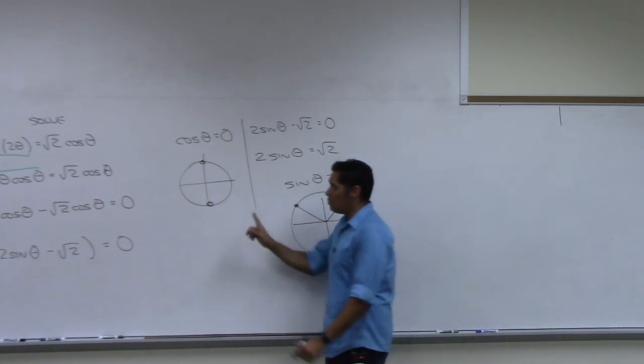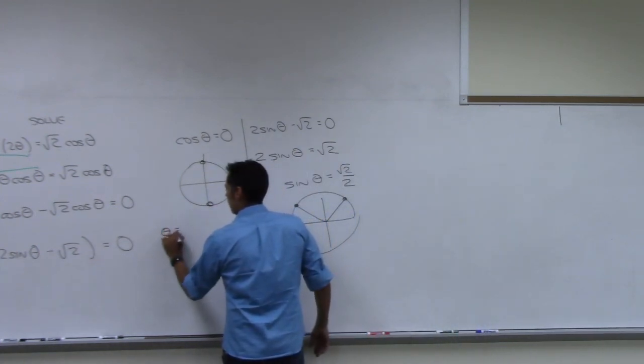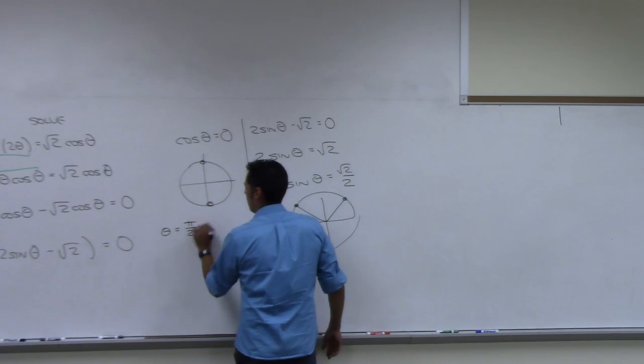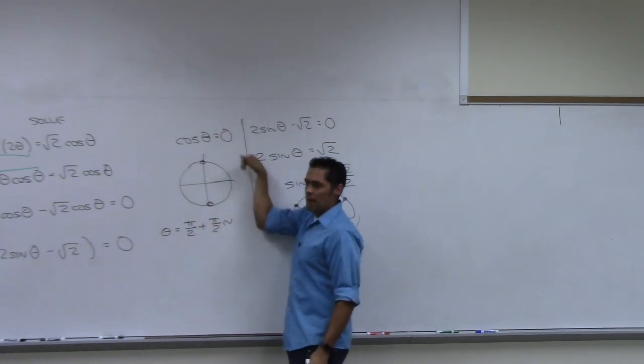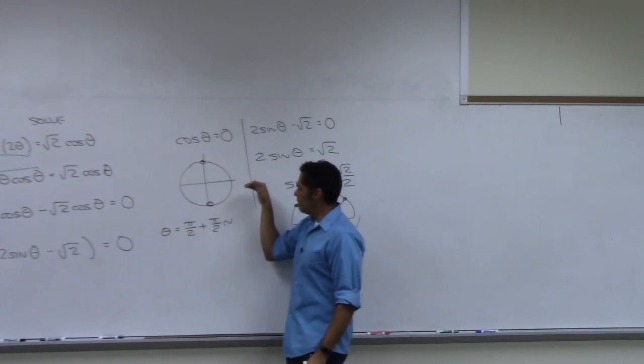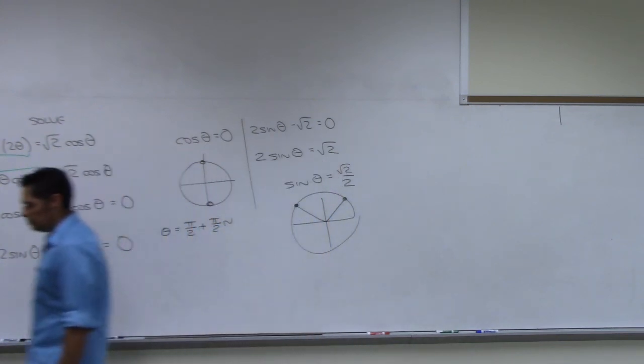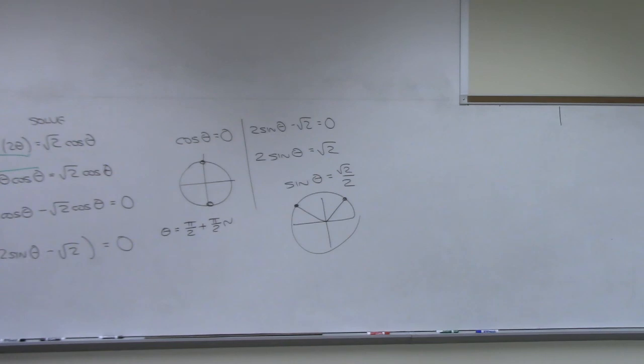If I wanted the general answers, it would be theta is pi over 2 plus pi over 2n. That's starting at pi over 2 and then jumping around by pi over 2. No, that's incorrect, Robert. What's wrong with that? It should be pi n, not pi over 2n.